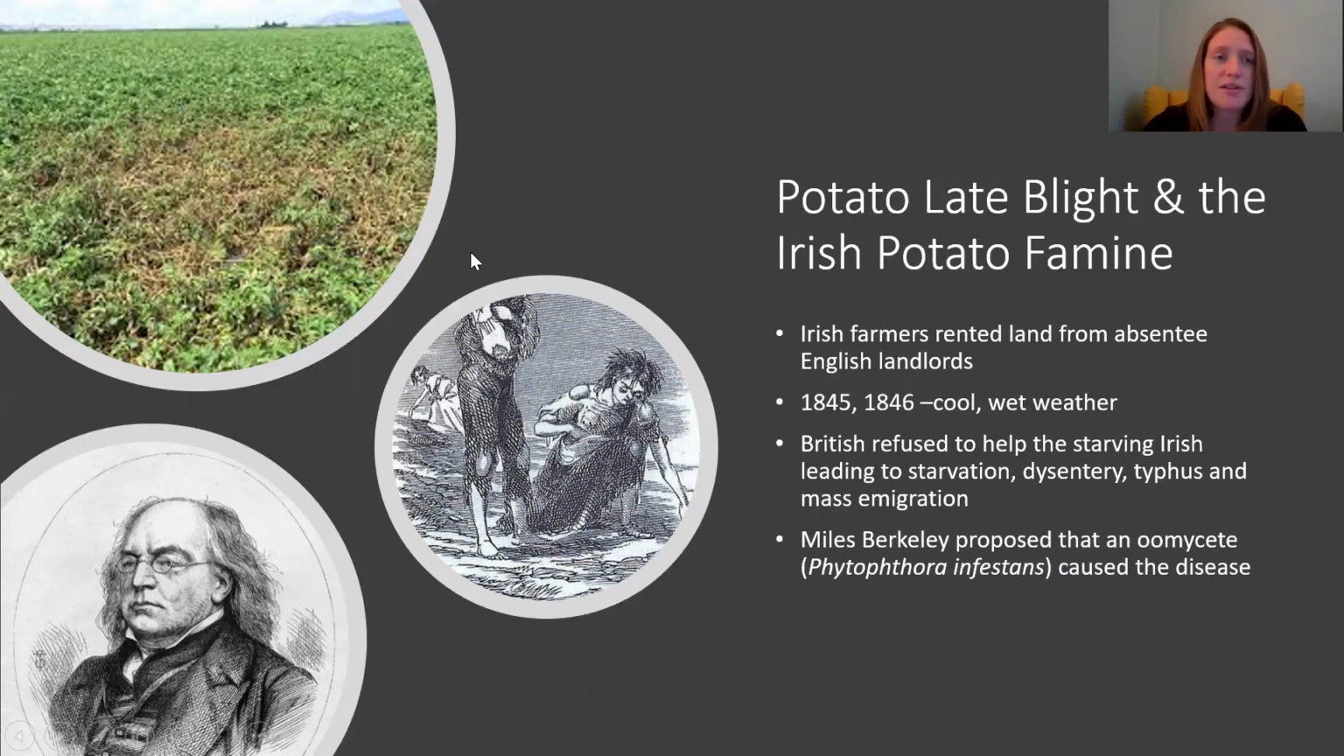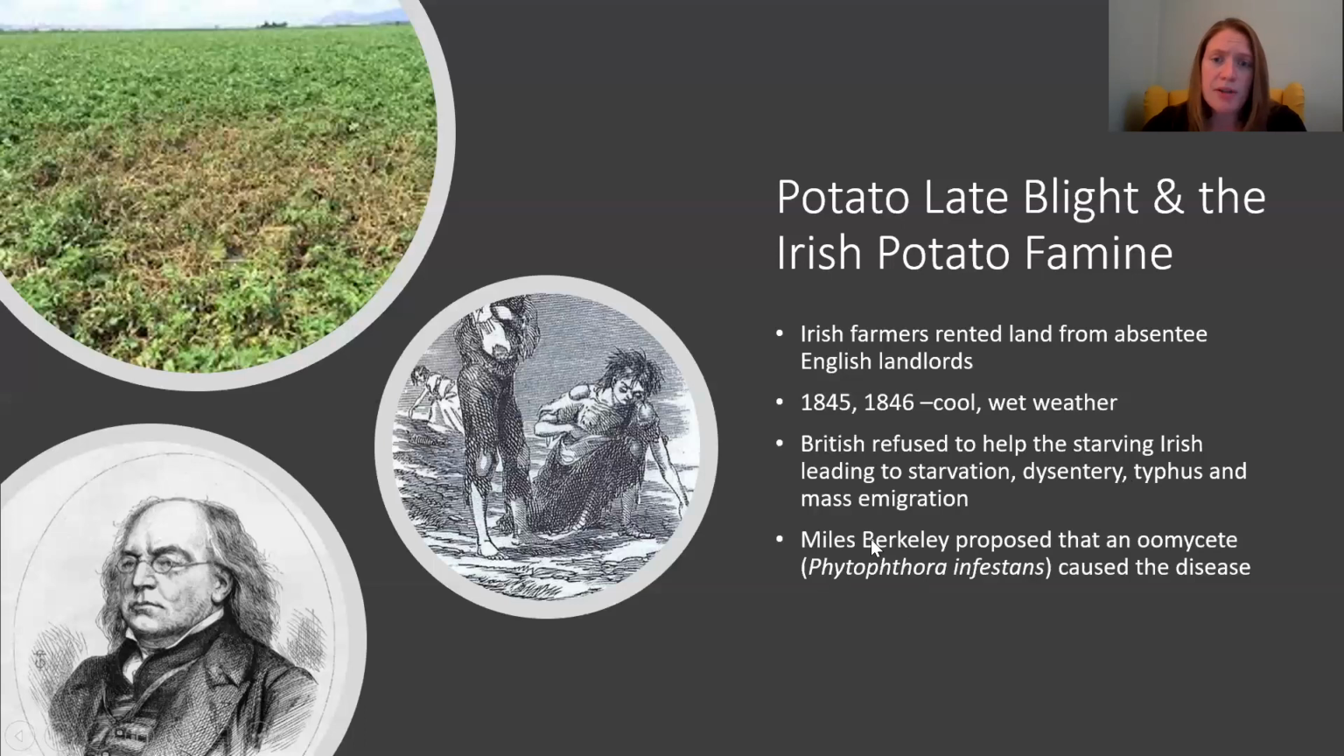And this pathogen is absolutely devastating. It can destroy fields within 2 to 4 weeks. And so it was a very dramatic decline, and one that was very much unforeseen and not understood. Unfortunately, at that time, because of the political climate, the British refused to help the starving Irish, and that led to starvation, secondary diseases because of malnutrition, and then mass immigration to North America and other parts of the world.